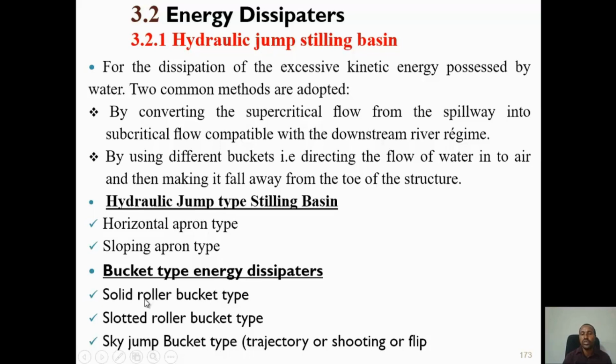You may have the solid roller bucket type. Simply solid, smooth, it will have a curve, then it will jump into the air. Sometimes slotted: you can provide openings at some intervals, then the energy will be dissipated accordingly. The next one is the sky jump bucket type, which is the trajectory, shooting or flip type of energy dissipator. As you have seen in the previous slide, the trajectory moves into the air like a projectile motion. That is very important.